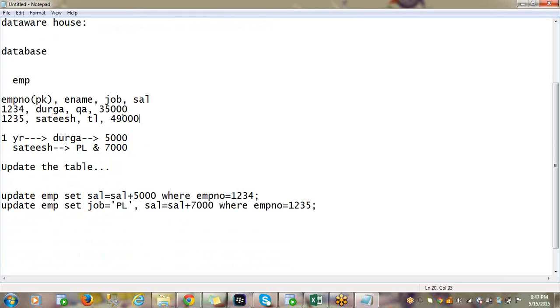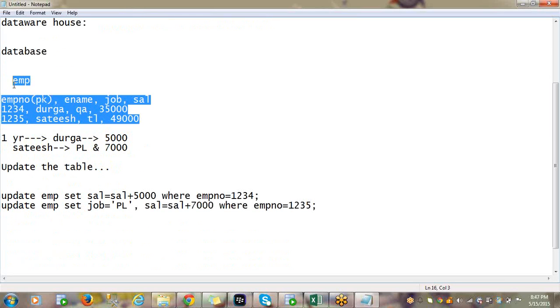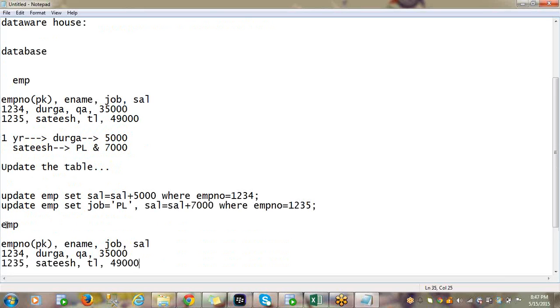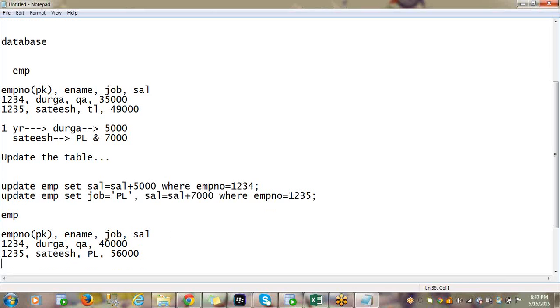Old data would be vanished. Right. So if I take the same table again, I'm creating the table here. So what happens here? This would become 40,000, and he would become PL, project lead, and this would become 56,000. Right?